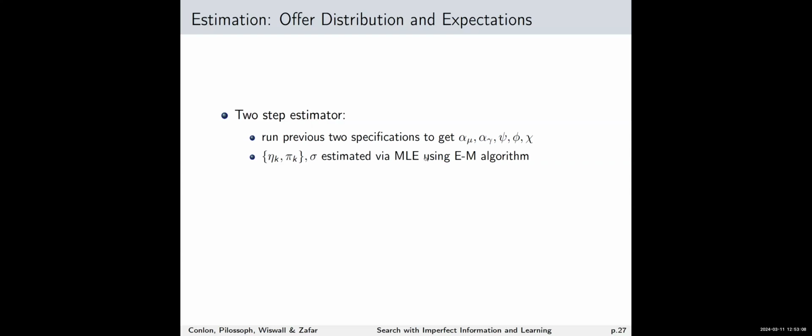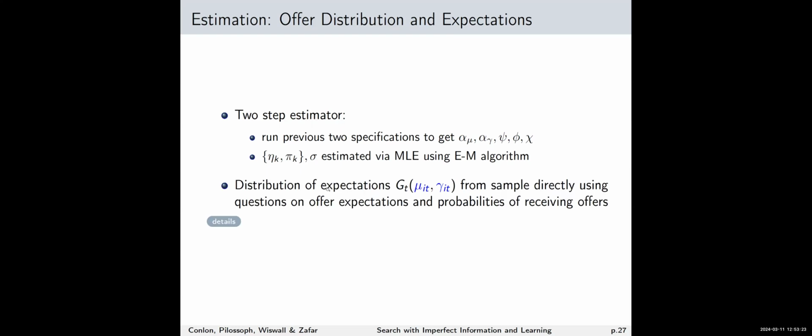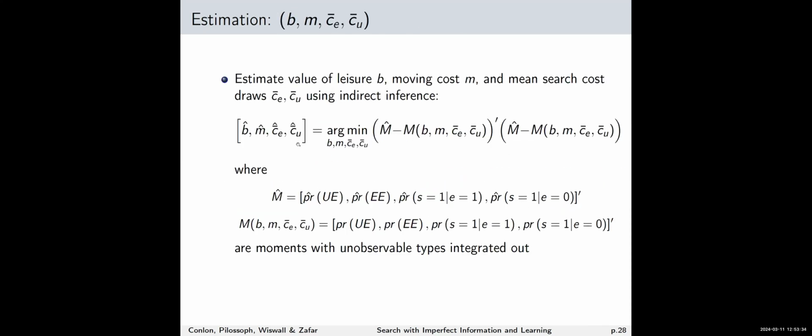Okay, and then once we have people's expectations and the true underlying things that they're trying to update their beliefs about, we do this two-step estimator. So we run those regressions, then we do MLE to get these unobserved types and the type probabilities using the EM algorithm. The distribution of expectations, we pull directly off the data, given what we've estimated in those two regressions. And then the remaining parameters, which are just these preference parameters and the search costs, we're going to do via method of moments, where we're looking at moments that are informative for these, like transition probabilities and search probabilities.